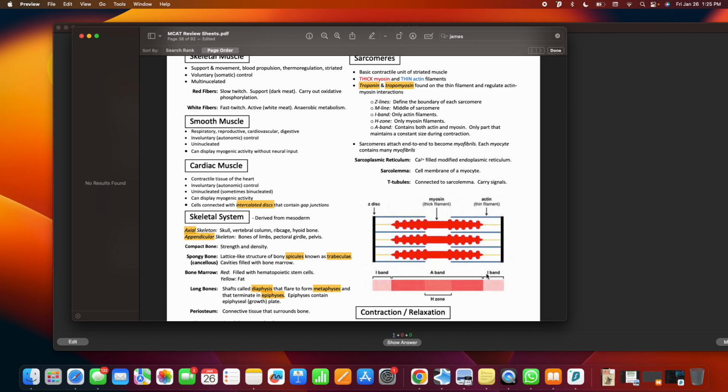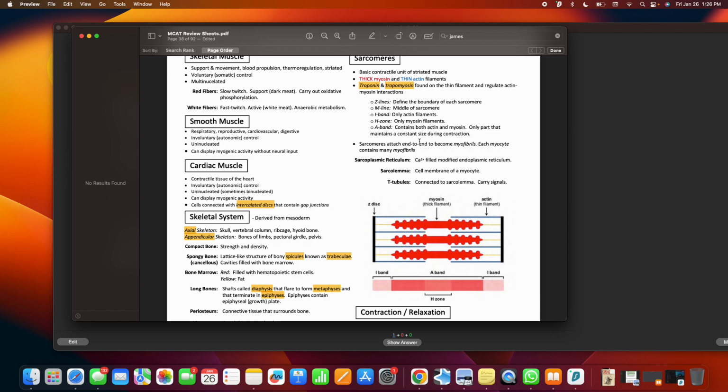So I is only actin, H is myosin, middle is myosin, and the A band contains both actin and myosin. A band, right? A band is both of them.